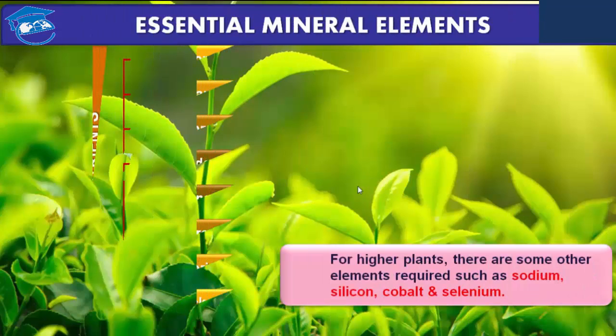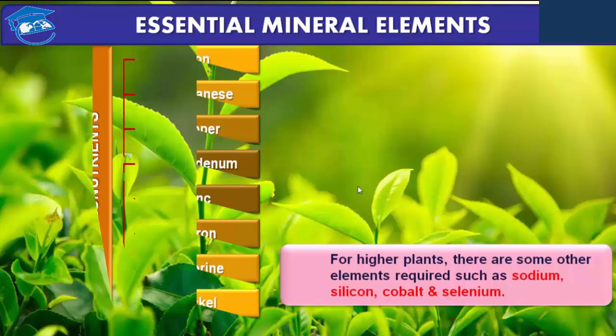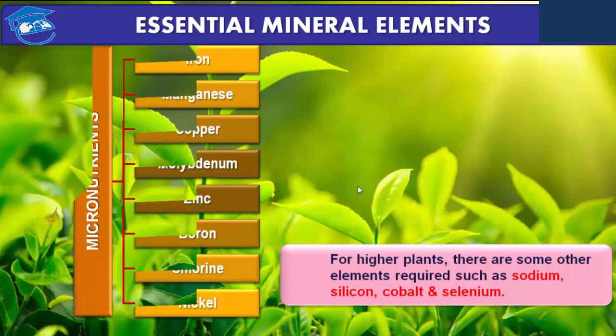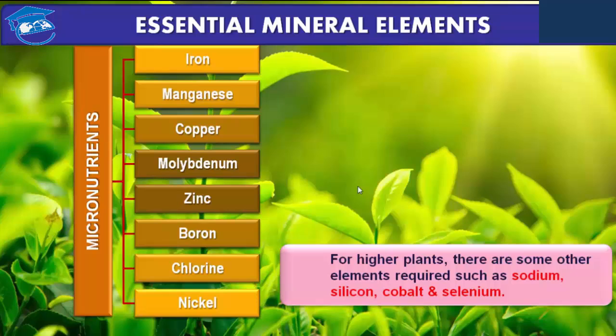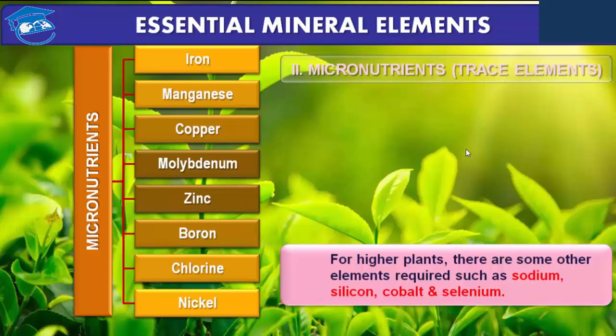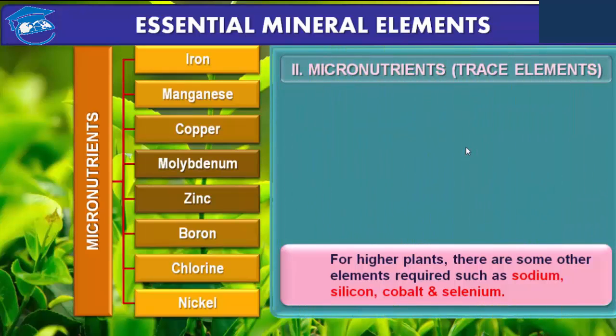Now essential mineral elements. As I told you students, there are 9 micronutrients: iron, manganese, copper, molybdenum, zinc, boron, chlorine and nickel. So these are your micronutrients. They are also known as trace elements because they are needed in a very small amount, say less than 10 millimole per kg of dry matter.